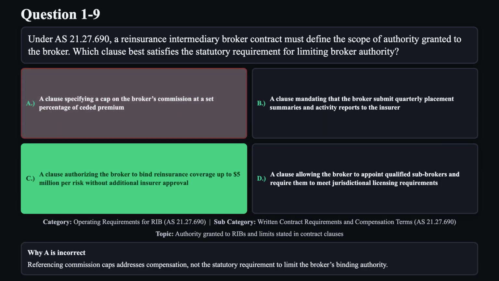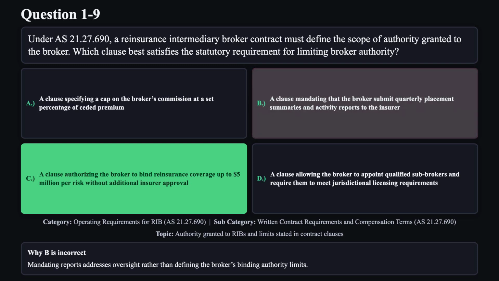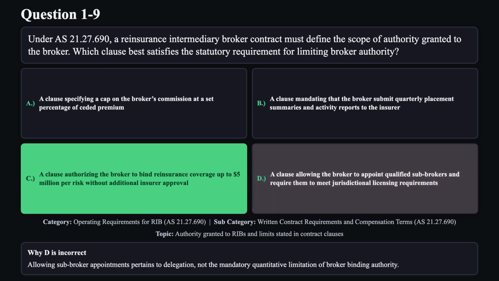Reason A is not correct. Referencing commission caps addresses compensation, not the statutory requirement to limit the broker's binding authority. Reason B is not correct. Mandating reports addresses oversight rather than defining the broker's binding authority limits. Reason D is not correct. Allowing sub-broker appointments pertains to delegation, not the mandatory quantitative limitation of broker binding authority.